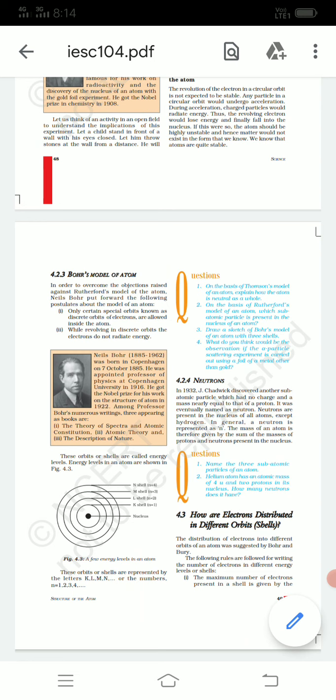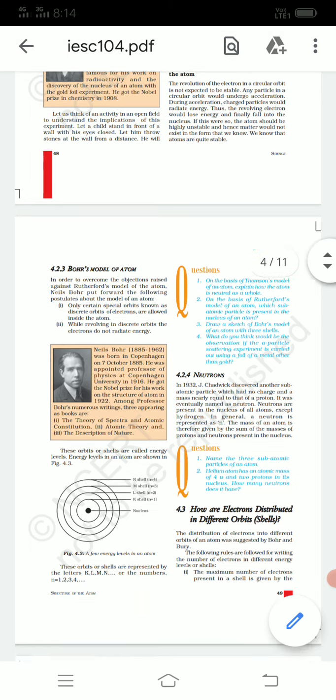So you can see the diagram, figure 4.3. Inside the atom is a nucleus. After that, circular shells are given. The first shell is the K shell, next is the L shell, then the M shell, then the N shell. We can say that n equals 1, n equals 2, n equals 3, and n equals 4. This is all about shells. This is the Bohr model of atom.